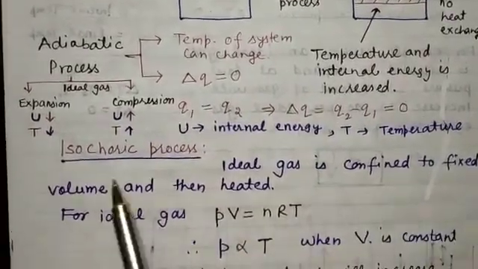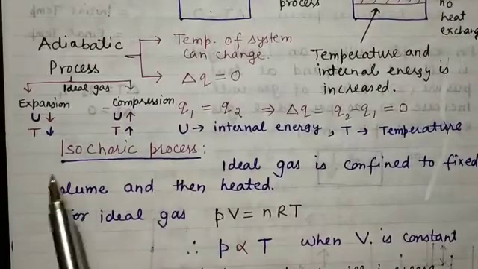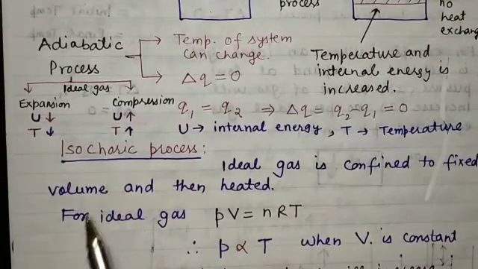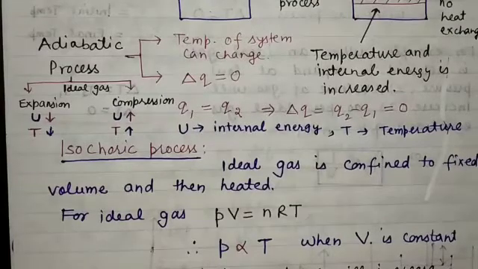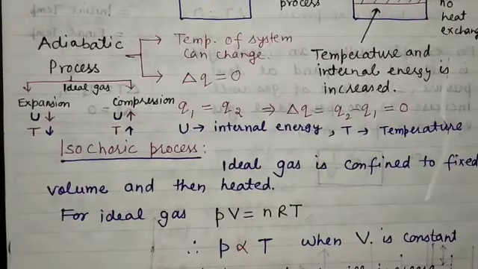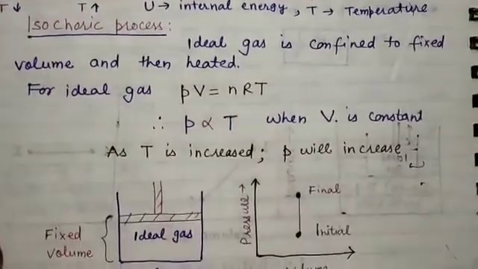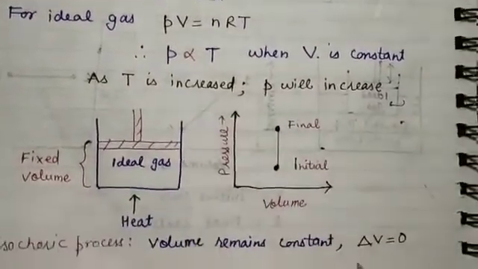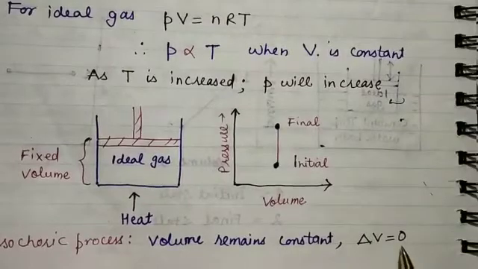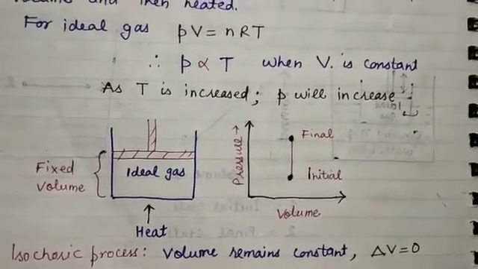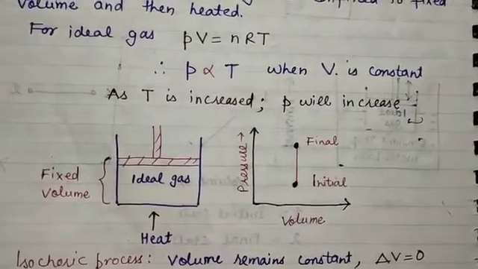The next process is the isochoric process. In the isochoric process, iso means same, choric means volume. So that is the process in which the volume of the system remains constant. Here one can say that the change in volume, that is delta V, V2 minus V1, will be 0, because here the volume is kept constant. That process is called the isochoric process.